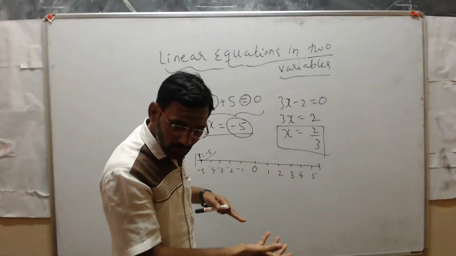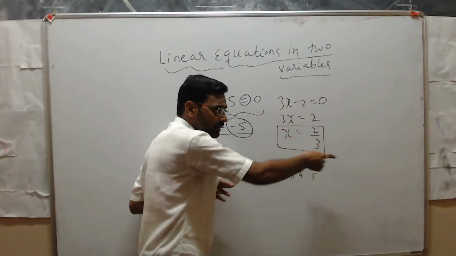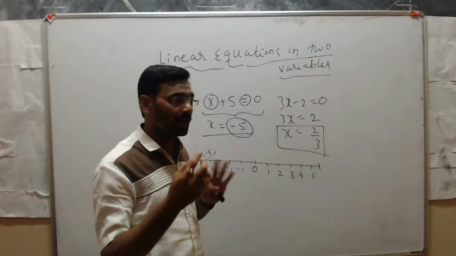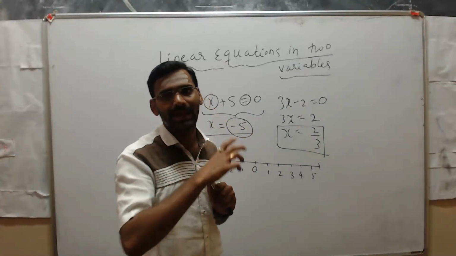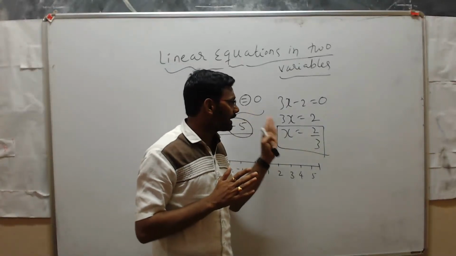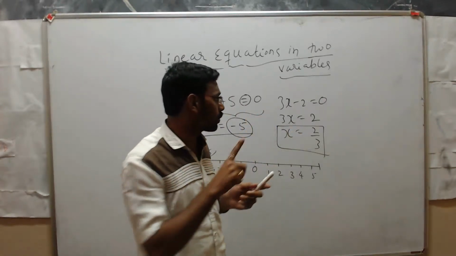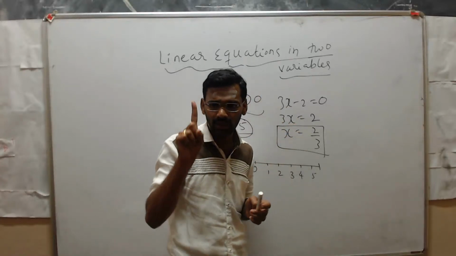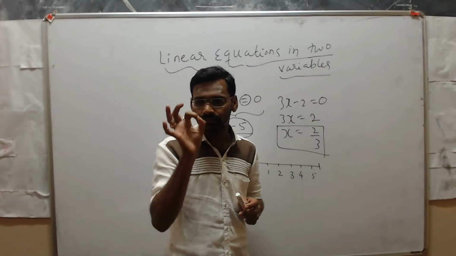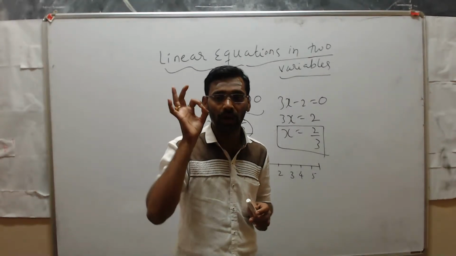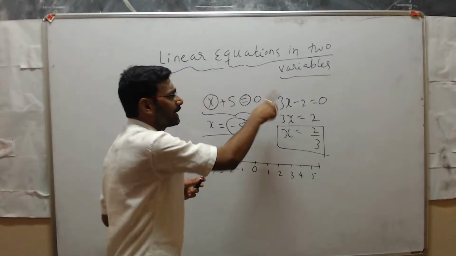How to represent the solution of a linear equation in one variable on a number line? All of you know that in 8th standard we learned how to find the solutions of a linear equation in one variable and how to represent it on a number line. A linear equation in one variable has only one solution, a unique solution. Here only x is the variable.